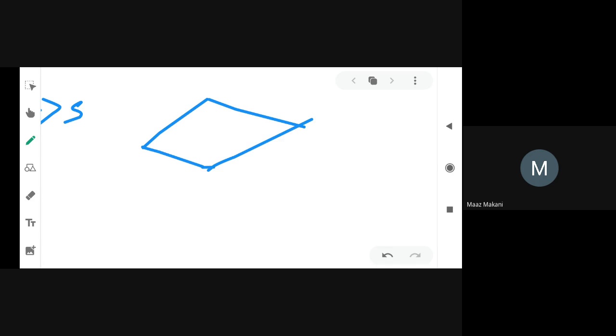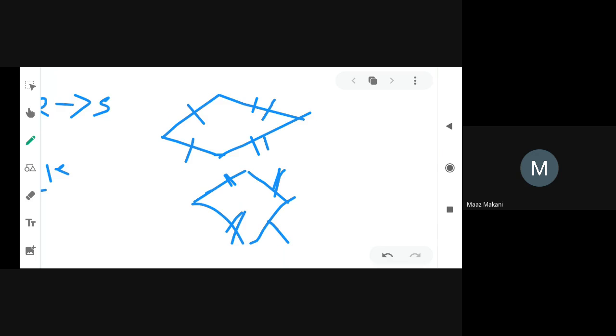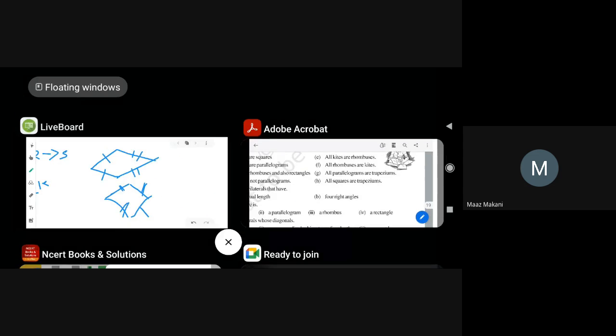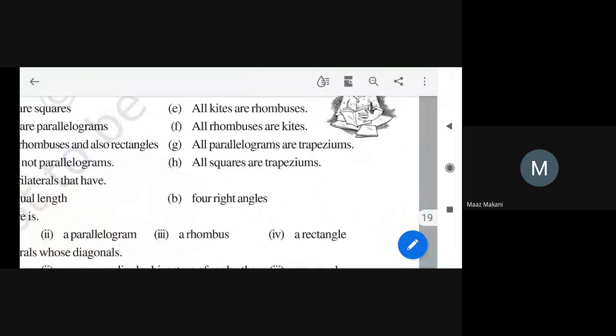In a kite, the adjacent sides are equal, and in a rhombus all the sides are equal. And what is the meaning of all the sides? Means these two adjacent sides and these adjacent sides are also equal. It means the properties of rhombus are more than kite. So it is false because kites have fewer properties.